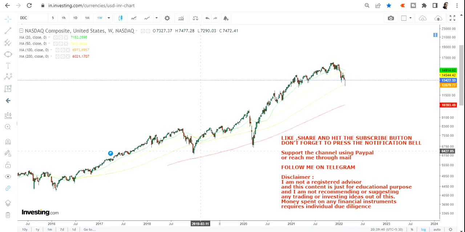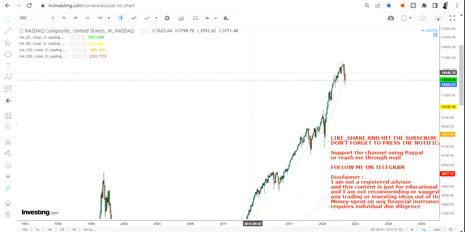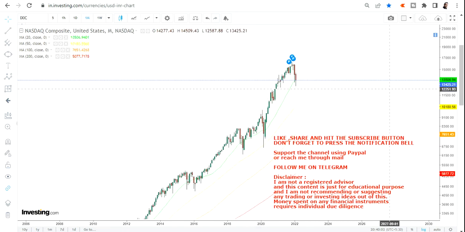If you are looking at NASDAQ, this is the weekly chart, and this one is the 100-day moving average, and 12,879 was the level which NASDAQ defended yesterday, and it had a huge move. But the story is a bit different. Let's go to the monthly chart and see what we have here.